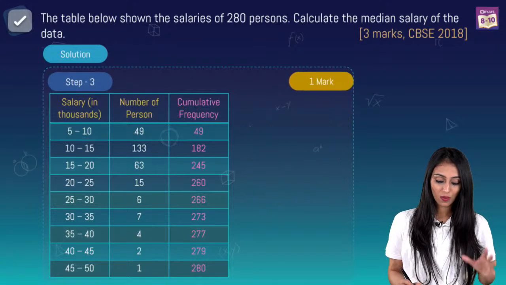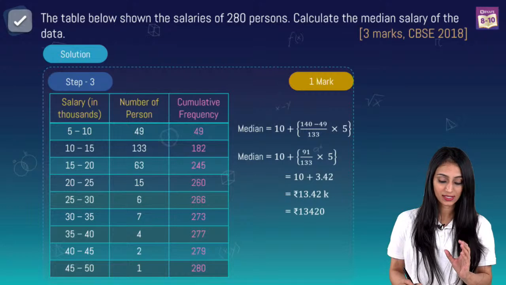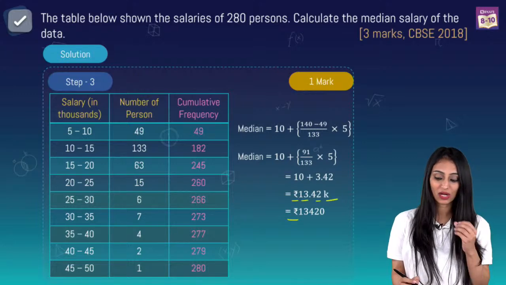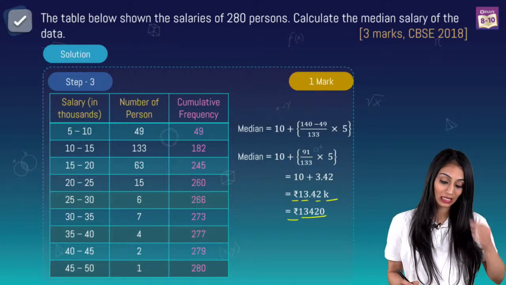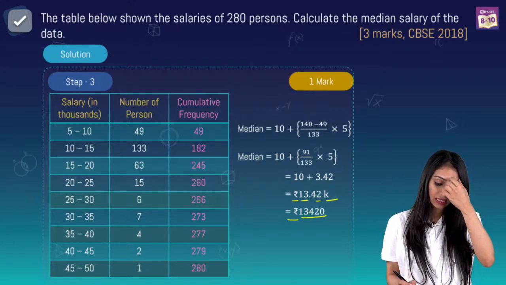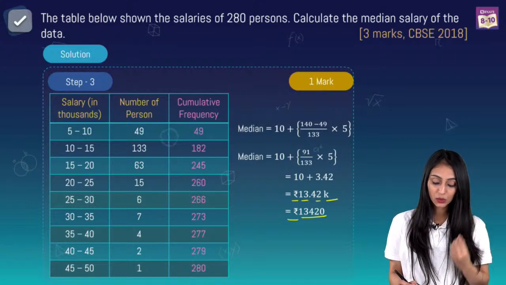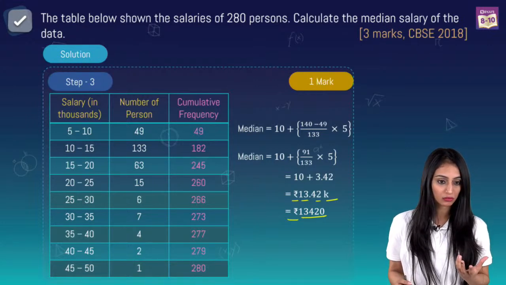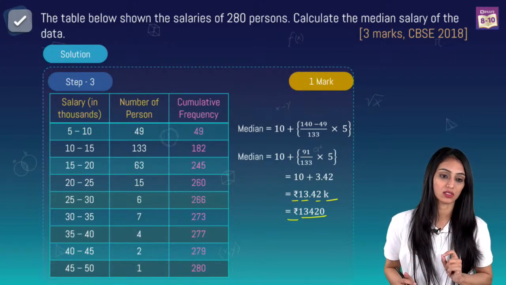Now we have everything. All we need is to put all these values here. What do we get? We get rupees 13.42k. K here represents 1000 rupees, so 13,420. One thing I would like to add is that when we talk about statistics questions, writing the unit is important in statistics also. Don't just write 13.42 or something. Make it a habit of giving the answer along with the units.